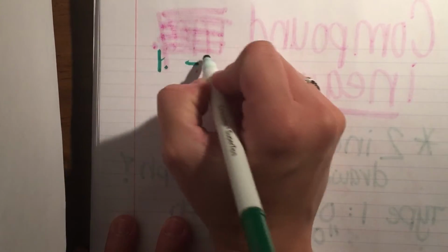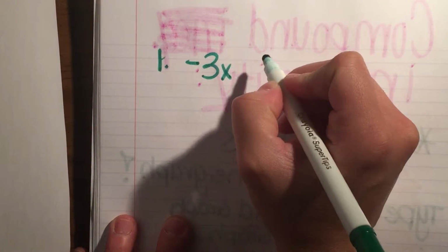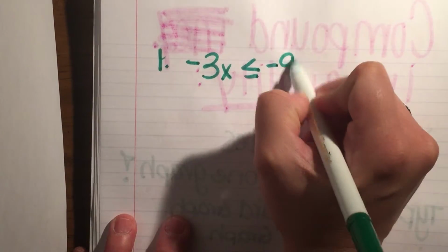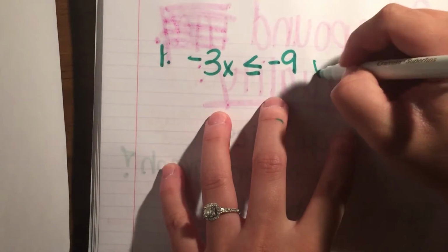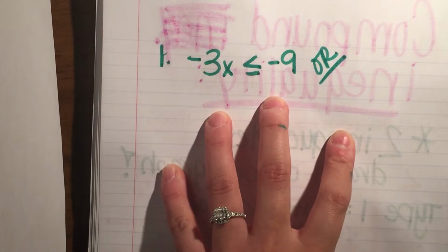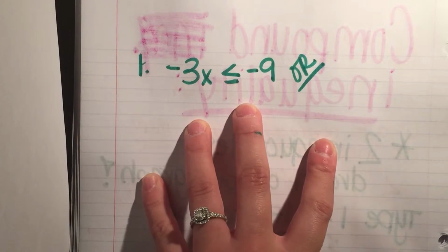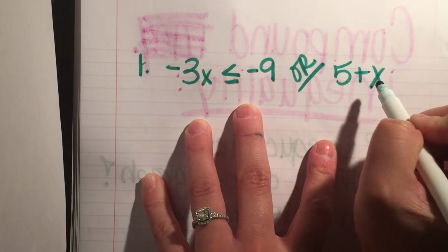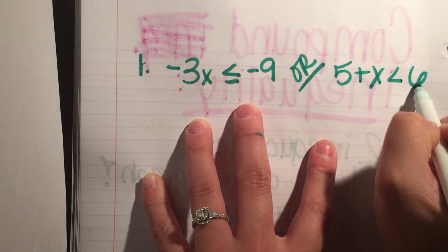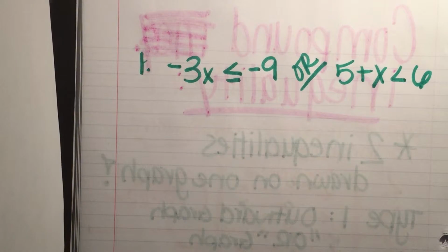Now let's try these types of problems. First, an OR problem. And here's the giveaway for an OR problem. It's going to say OR. So, our problem is negative 3x is less than or equal to negative 9. Or, and that's the dead giveaway, 5 plus x is less than 6.